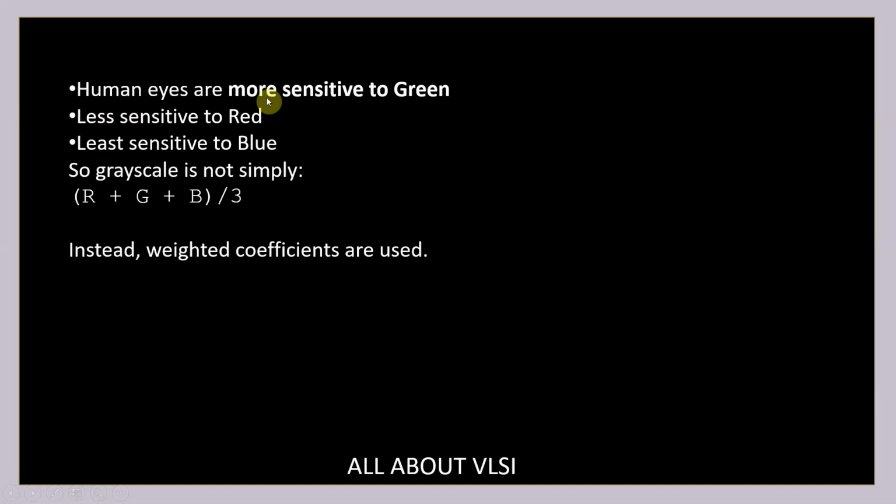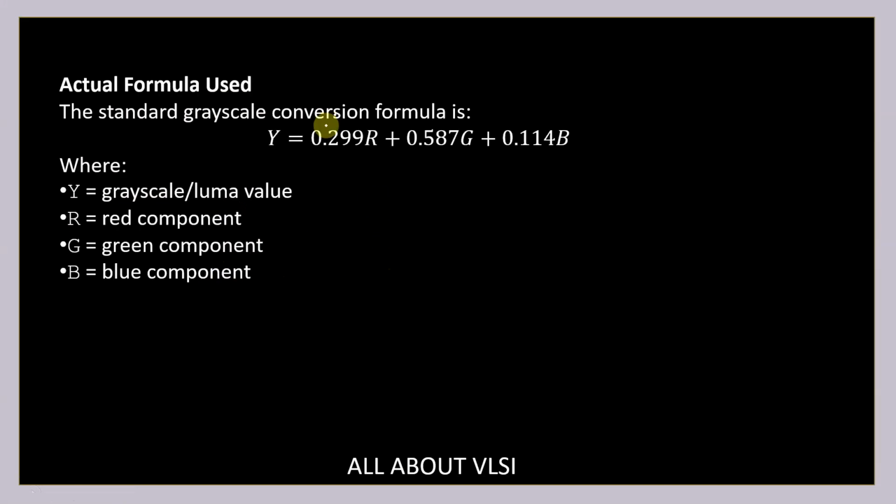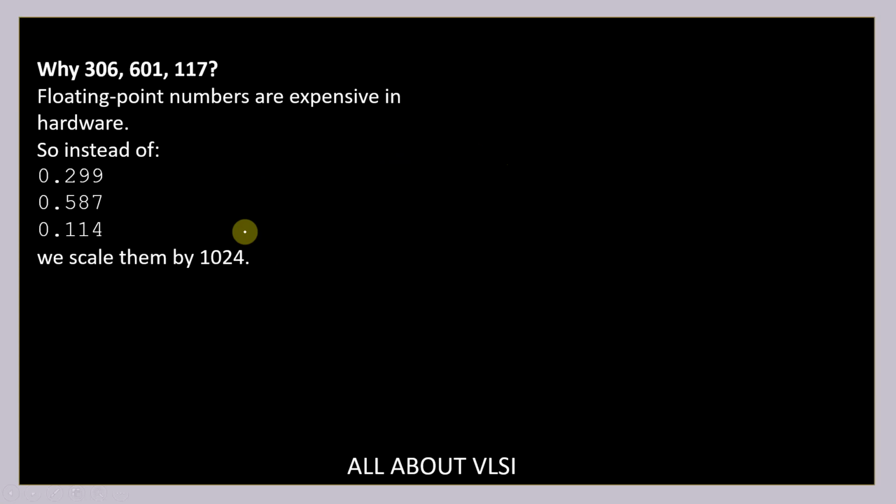Yes, so this is the thing which I was explaining previously. Our human eyes are more sensitive to green, less sensitive to red, and least sensitive to blue. For grayscale, we could perform R plus G plus B by 3, but instead we use weighted coefficients. This is the standard formula for conversion from color to gray: Y equals 0.299 into R plus 0.587 into G plus 0.114 into B, where Y is our grayscale, R is the red component, G is the green component, and B is the blue component.